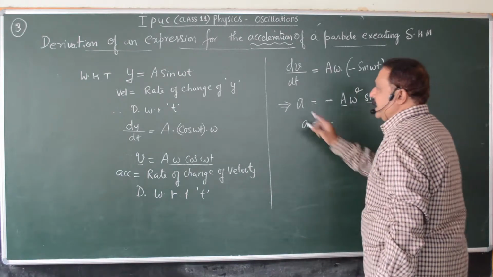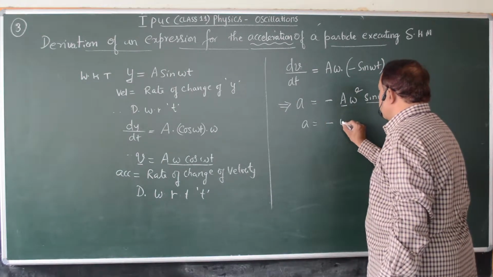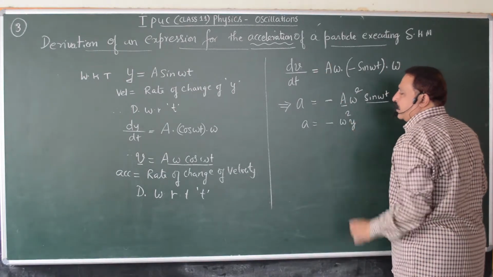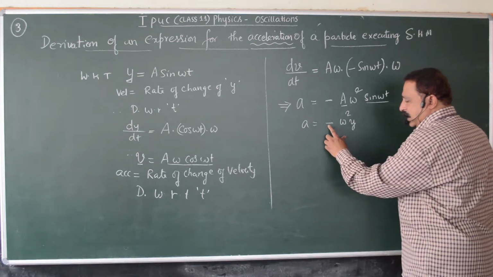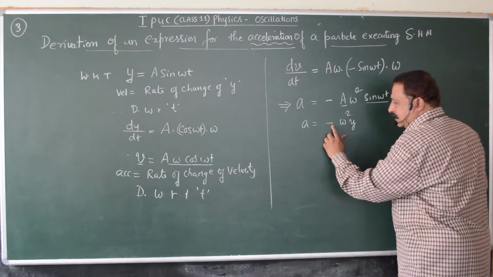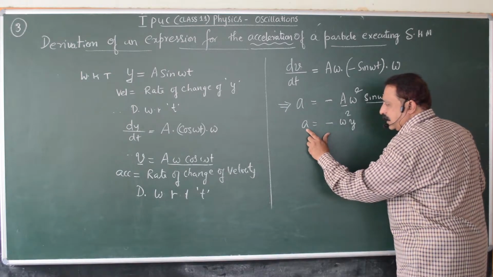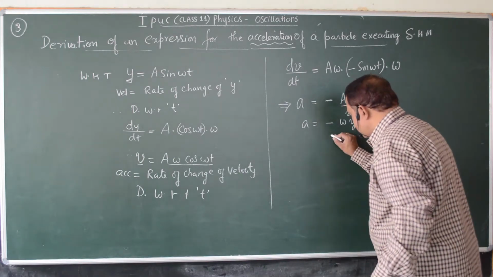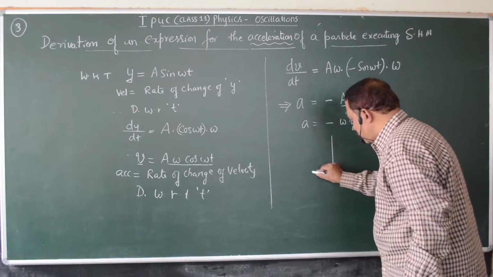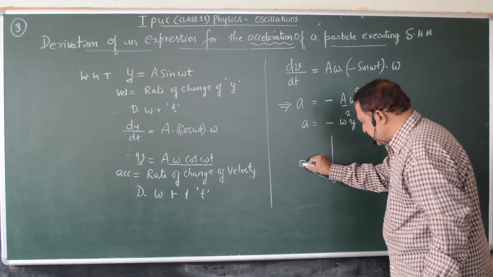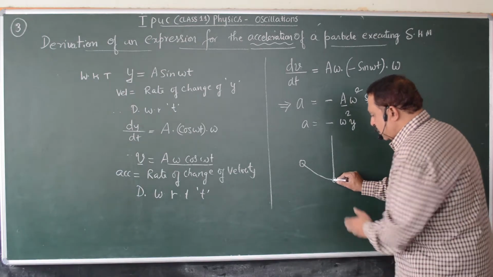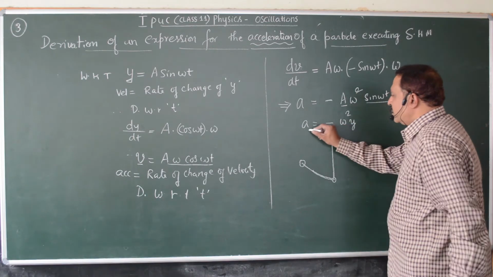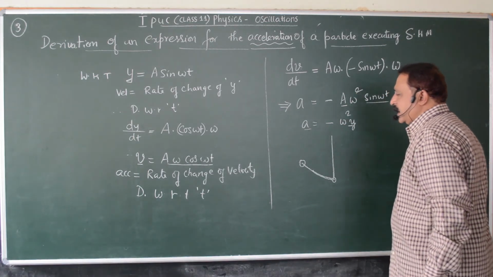a sine omega t is y. So, I can write it as minus omega square y, which is the expression for the acceleration of a particle executing simple harmonic motion. Here, the negative sign indicates that the acceleration is in a direction opposite to the displacement, because when the bob of a simple pendulum goes to the extreme position, it has to come back to its original position. So, acceleration keeps acting like this, but it is pulled towards the mean position. So, acceleration is opposite to the direction of the displacement.